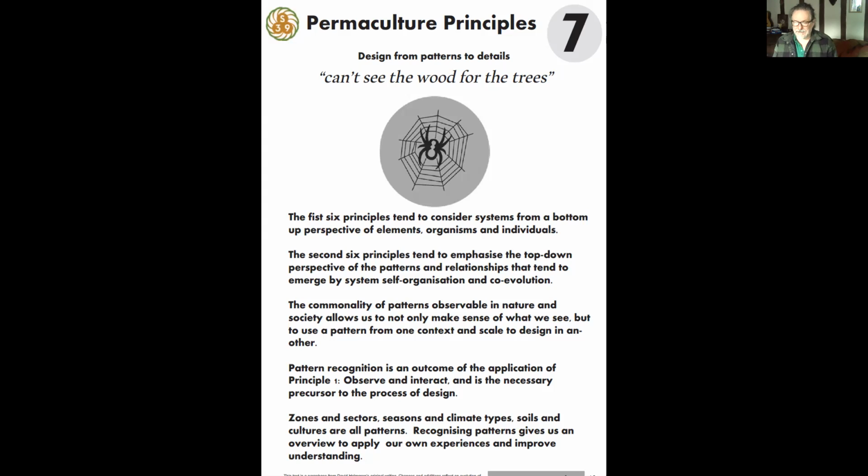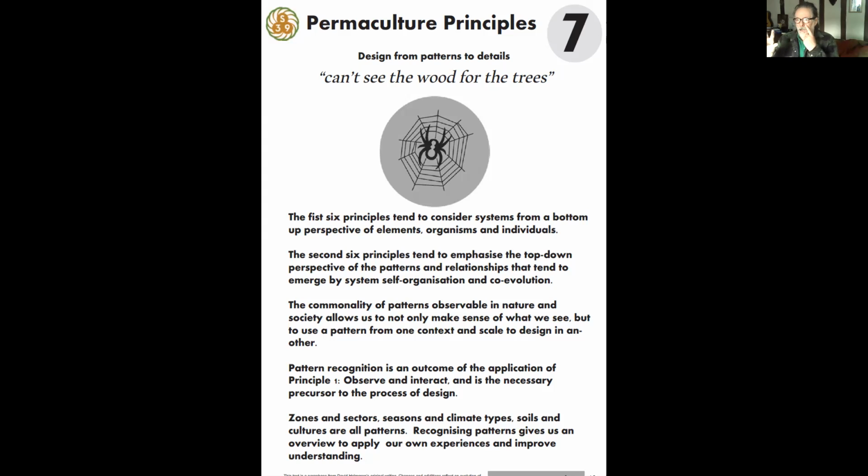Pattern recognition is an outcome of the application of Principle 1, observe and interact, and is a necessary precursor to the process of design. So that's interesting, again, how this Principle 7 and Principle 1 very much mirror each other. Zones and sectors, seasons, climate types, soils, cultures, these are all patterns. And recognizing these patterns gives us an overview to apply our own experiences and improve understanding.